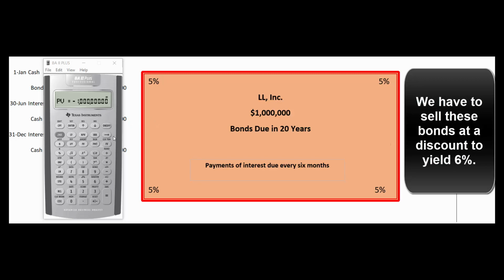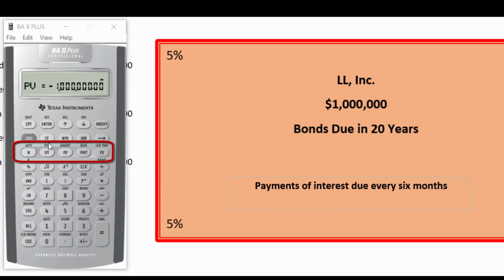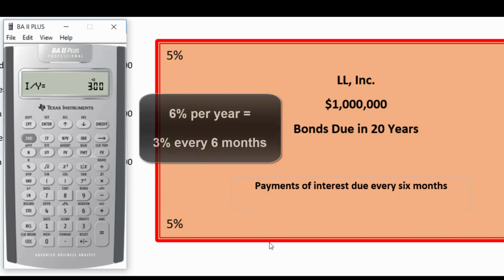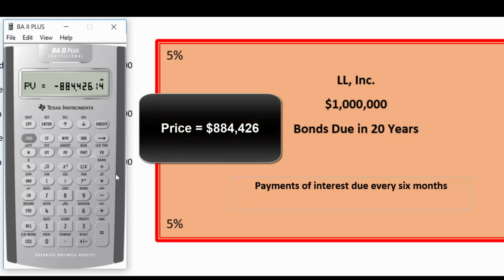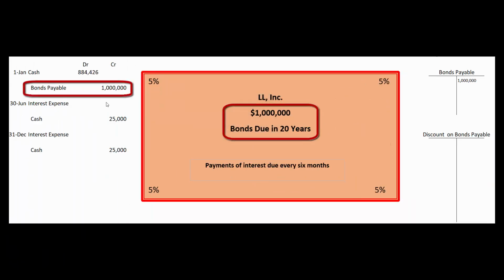So let's find the present value of those future cash flows of that bond at a 6% discount rate. Well, we already know that all the right numbers are here in the third row. Let's just tweak the interest rate. Instead of 2.5% per 6 months, let's say it's 3% every 6 months. In other words, 6% a year. So we compute PV, and we're going to have to sell those bonds for $884,426. We're still going to owe that $1 million 20 years from now, but we only borrowed $884,426.